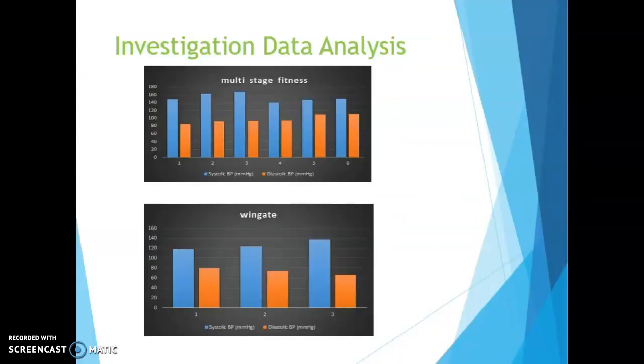Here's the graph of results for each of the multi-stage fitness test and the Wingate. As you can see, there's a higher systolic pressure during exercise. One is pre-test, so we start quite high anyway. However, it does show a steady increase in the systolic, and then the diastolic also does increase as it has to match with the systolic, but because there is less time, there's more contraction than diastolic relaxation.